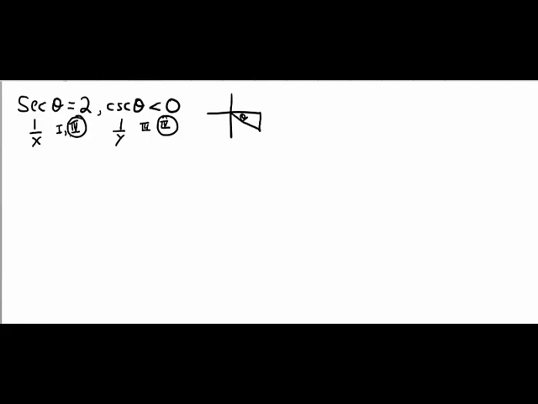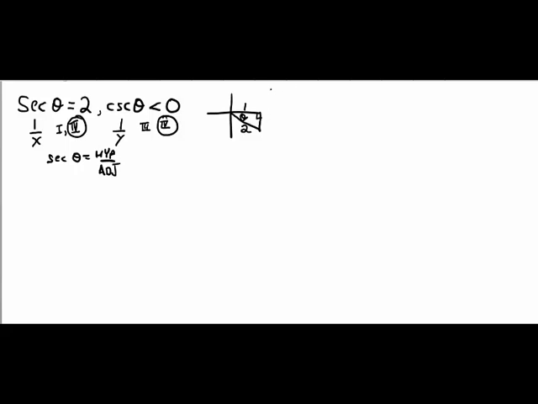Cosine is adjacent over hypotenuse. Therefore, secant of theta is hypotenuse over adjacent, relative to theta. So since our secant is 2, this would be 2 over 1. So our hypotenuse is 2, and our adjacent side is 1. Now we have to find the missing side, this missing y distance right here on this right triangle.